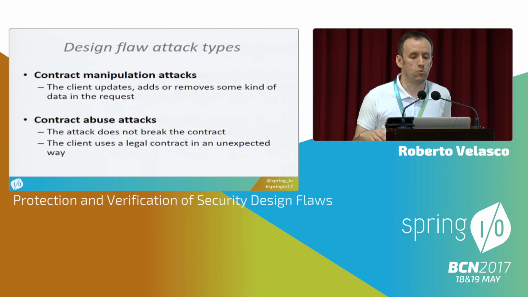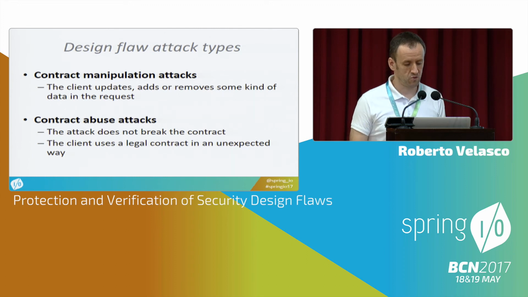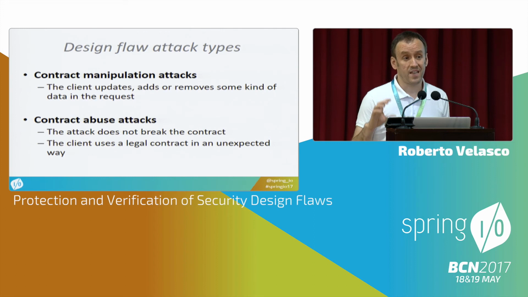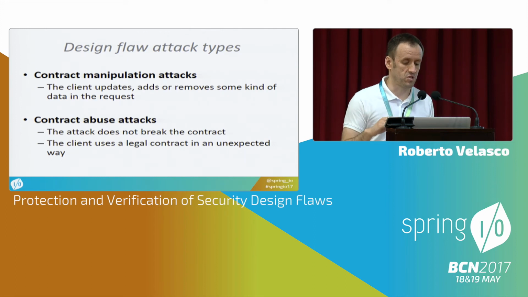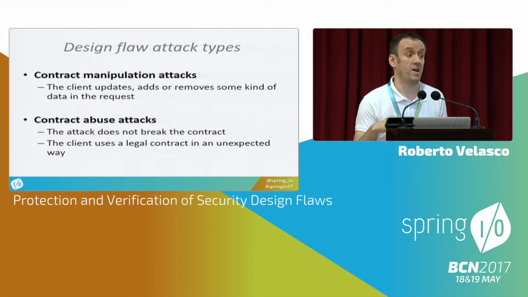Thinking about how to automate that, it's interesting to see the anatomy of design flaw attacks, okay? We consider that basically there are 2 kinds of design flaw attack. Contract manipulation attacks, when the end users change the contract offered by the server. Basically, they change a URL, add an additional parameter, change the value of a parameter. They are changing basically the interaction contract offered by the server, okay? That's some of the most used attack techniques in design flaws.